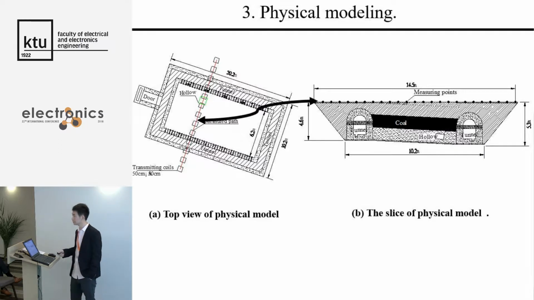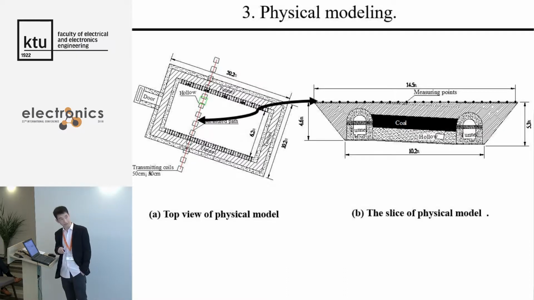The difference between the high resistivity and the low resistivity is that in actuality, if a goaf is fully filled with water, then it belongs to the low resistivity case. But if the goaf is empty, then it belongs to the high resistivity case.